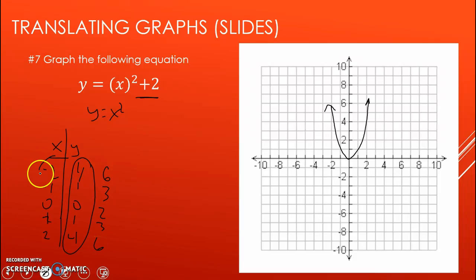So now I'm going to graph this point, which is -2, 6. And I'm going to do this in a different color. -2, 6, which is up here.